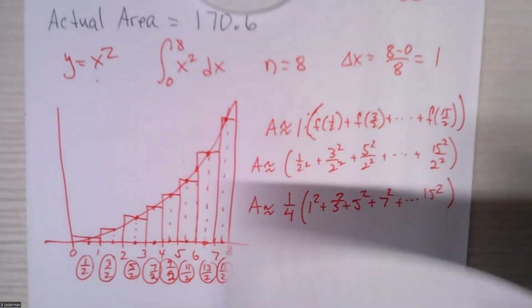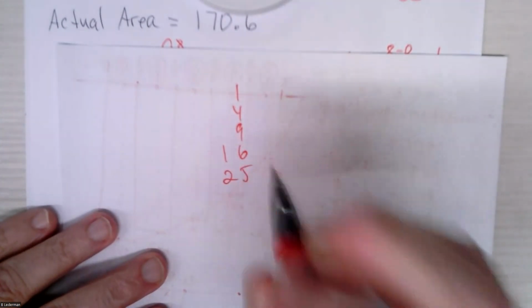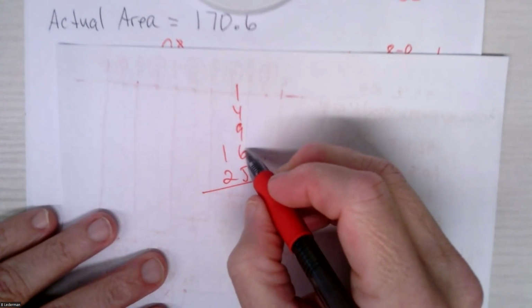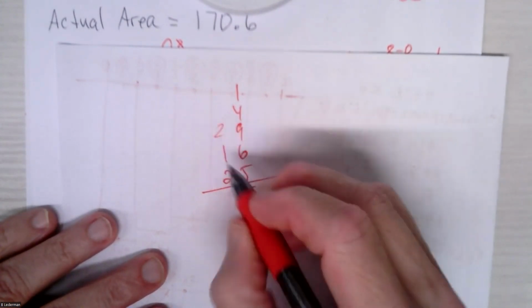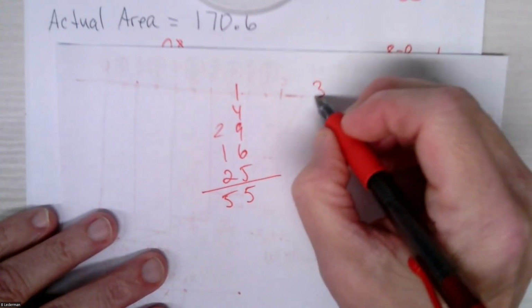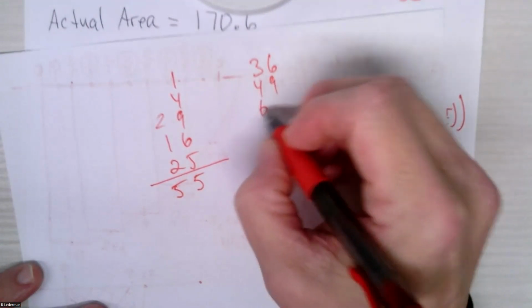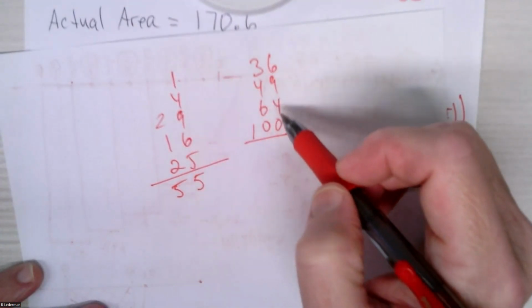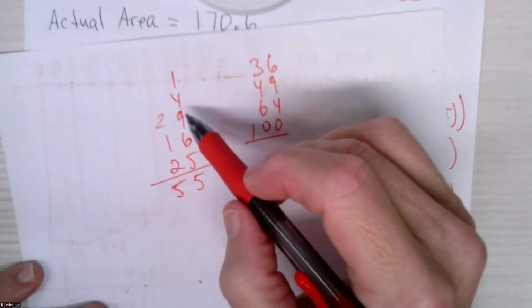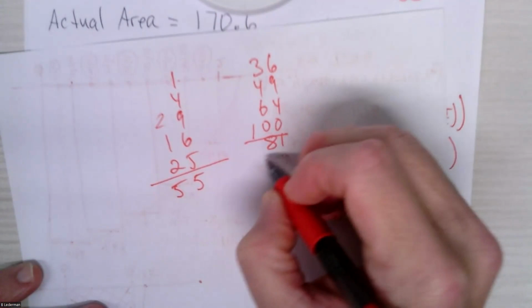I'll actually want to do it. Let's see. So that's 1, 4, 9, 16, 25. Let's just add that up. That's 14 and 20, that's 25, that's 55 right there. Let's go to 36, 49, 64, and 100. Oh, I missed 81. Okay.